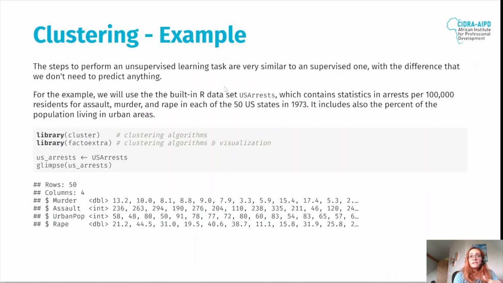So as I said, it's a built-in dataset, so you can just call that. I'm just giving it a different name, but you don't need to. You can just keep calling it USArrests if you prefer. I'm doing a glimpse of the data so I can see a little bit of the data. As I mentioned, there are four columns: murder, assault, the urban population, and rape. Again, we don't have a label, we don't have an outcome, so that's what we're going to have to figure out.